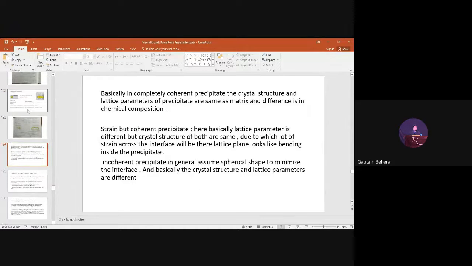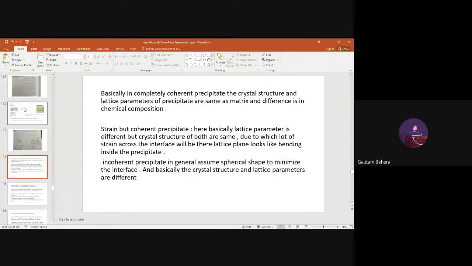Now, there are other interesting facts here. Basically, in a completely coherent precipitate, the crystal structure and the lattice parameter of the precipitate are the same as the matrix, and the difference is in the chemical composition. So that means if your precipitate forming on the matrix has the same crystal structure and same lattice parameter as the matrix, they basically form a coherent precipitate, right? You have to remember that.